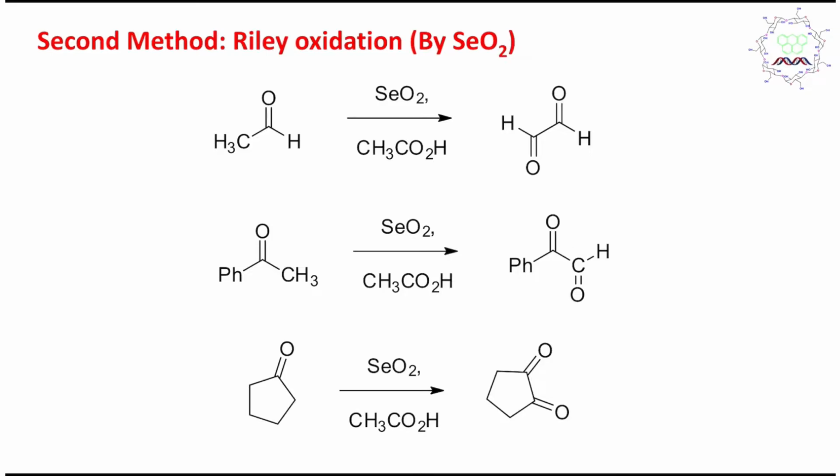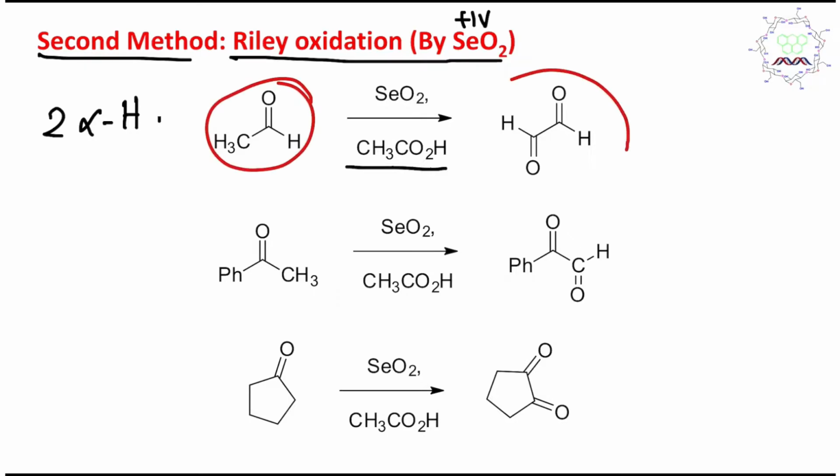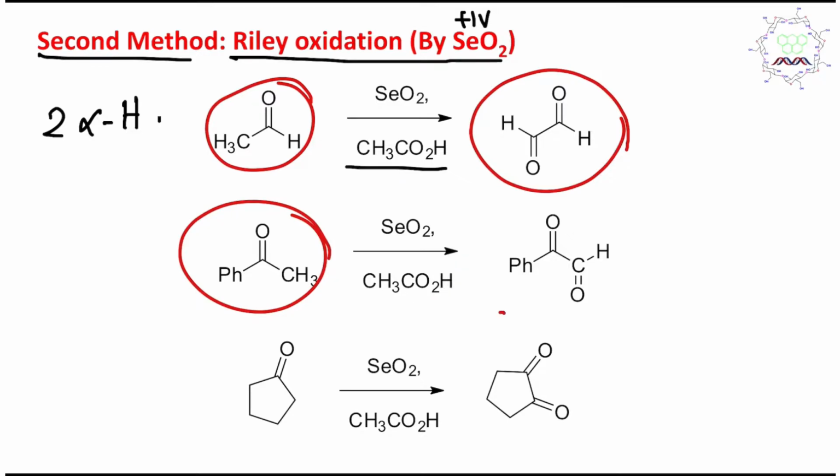Next, let's go to the second method. The second method is relay oxidation by selenium dioxide. Selenium dioxide is an oxidizing agent, and here the oxidation state of the selenium atom is +4. It reacts with an aldehyde or ketone, where it is necessary that the alpha carbon should have at least 2 hydrogens. So 2 alpha hydrogens are needed, and upon oxidation it is converted into a 1,2-dicarbonyl compound, and this reaction is carried out in acidic medium. So you can see 3 examples. First example, acetaldehyde produces glyoxal. In this case, phenyl methyl ketone upon selenium dioxide oxidation produces phenyl glyoxal. Here the interesting point is that the phenyl side is not oxidized because it does not have 2 alpha hydrogens. So the methyl group is oxidized to the corresponding carbonyl.